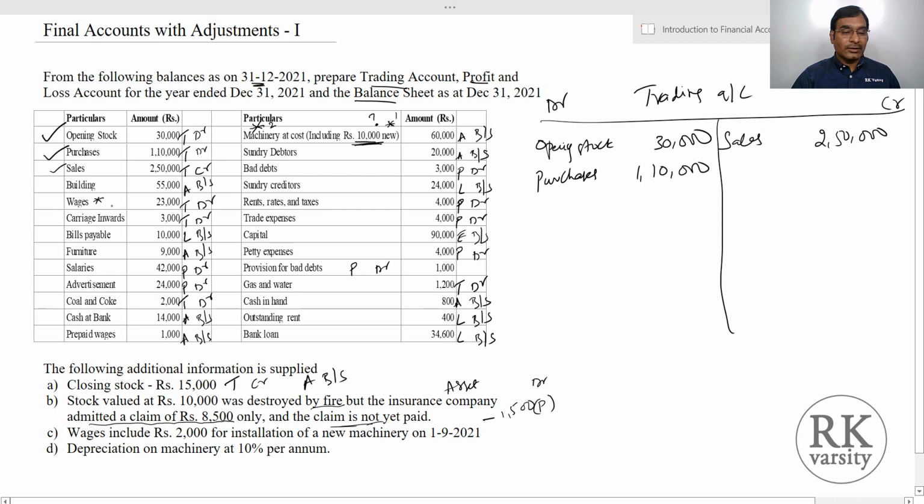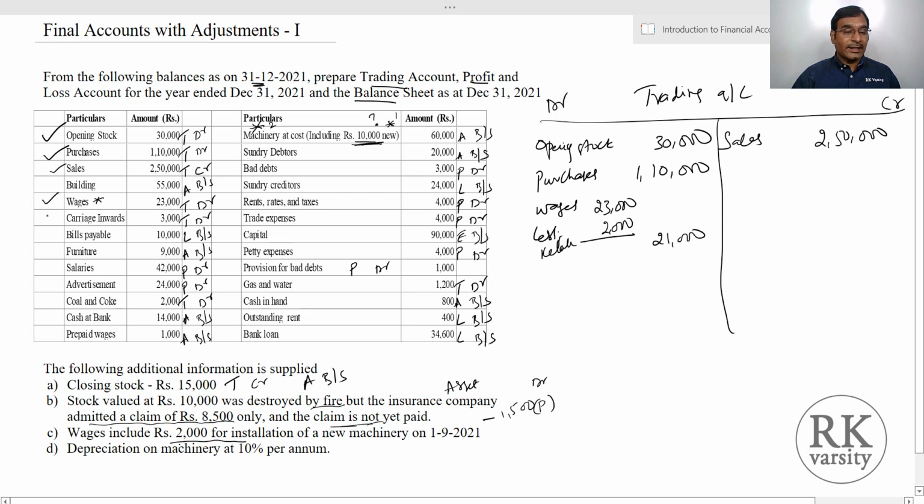So 23,000, and this has a star that indicates that adjustment. So here the adjustment is wages include 2,000 for installation of a new machinery. So wages 23,000 less related to machinery 2,000, because any expenditure incurred on installation of new assets is to be added to the asset account only. So our wages is 21,000.